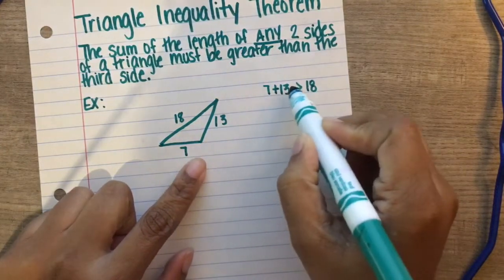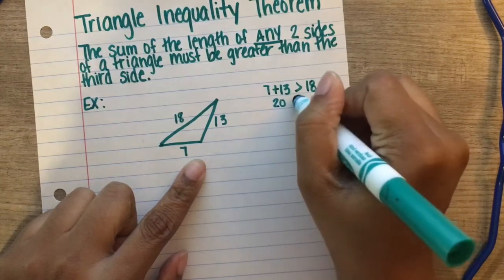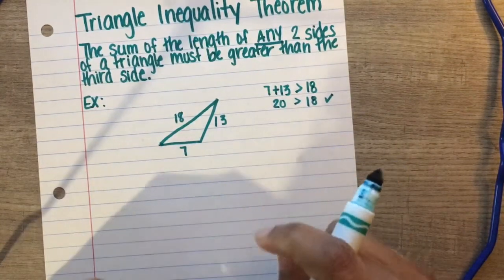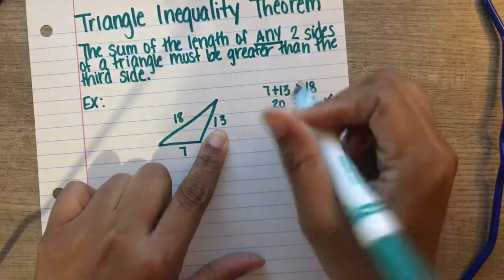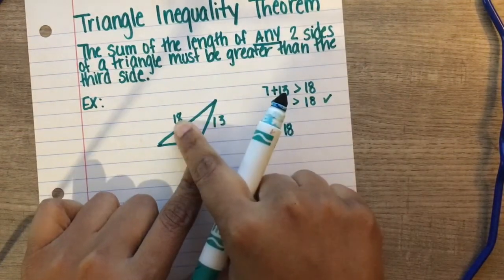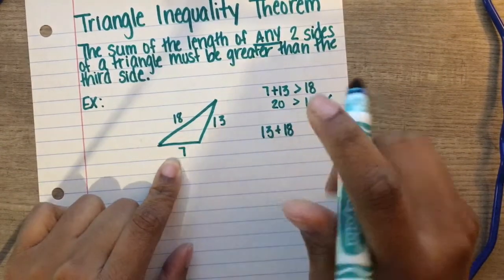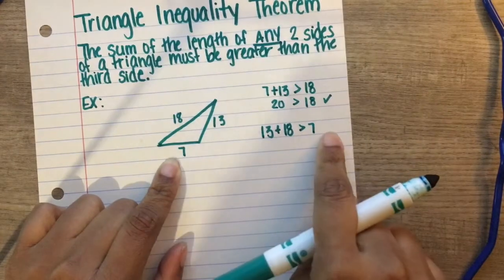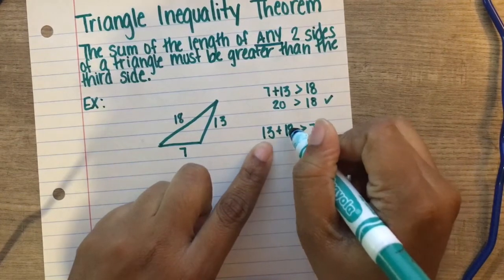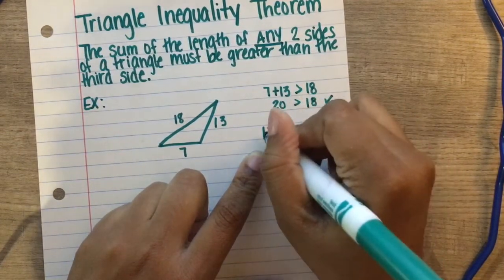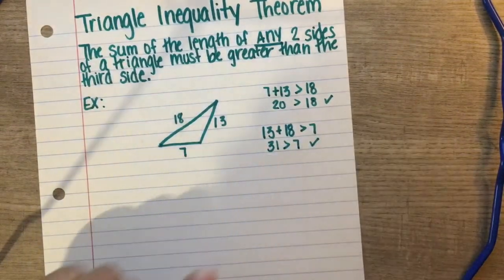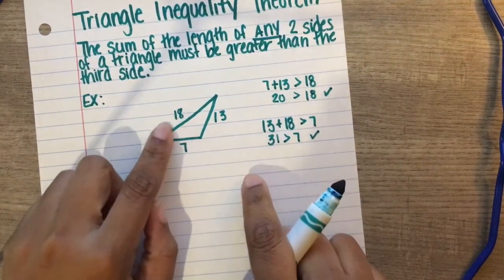So we would check 7 plus 13, that's 20, and 20 is greater than 18. So that works out. Okay, so then we would check another set of two sides. So let's do 13 plus 18, and that has to be greater than, this is the third side now, 7. Well, obviously, it's going to be greater than 7, but just to show what's going on, we'll add it. So 8 plus 3 is 11, and 1 plus 1 plus 1, that's 3, so that's 31, which is greater than 7. So that side works.